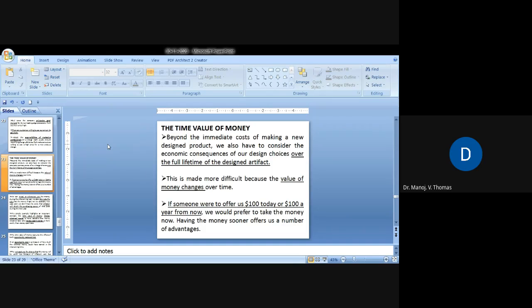But when this product is finally developed, it may take 6 months, it might take 1 year. Only at the end of 1 year will I be able to launch this product to the market. So at that time, what will be the value of the rupee? What will be the value of the dollar? Will there be any inflation? Will there be any depreciation in the value of money? That parameter also should be considered while setting the price of the product. So that is the time value of money.